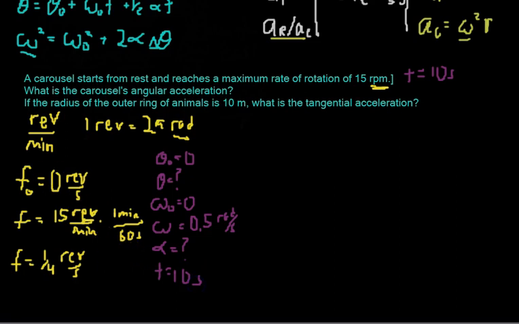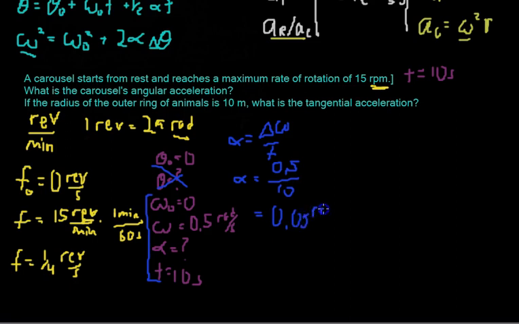And then we can just do the work to find out what the angular acceleration is. I don't need to use the thetas. I have everything I need if I use a no-theta equation. So that makes sense to then use alpha. Alpha equals delta omega divided by time. So alpha in this case is the final minus the initial, so 0.5 divided by 10, and it looks like 0.05 radians per second squared. So 0.05 radians per second squared would be our answer to the first part.